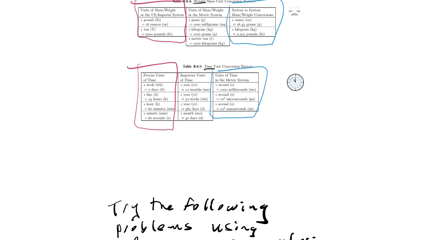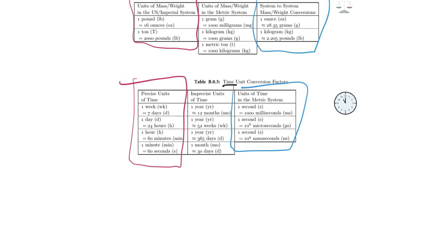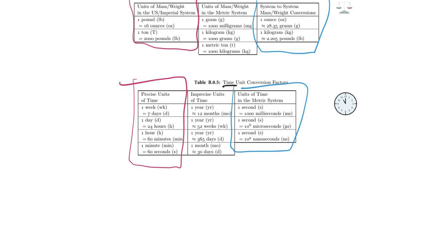Okay, the red box, the red column on this page and the previous page, you can see those are, except for time, U.S. system units. And the ones in the blue box on both pages are system to system, metric system to U.S. system, or vice versa. So, very useful in case you don't know. Most of these conversions you won't know.